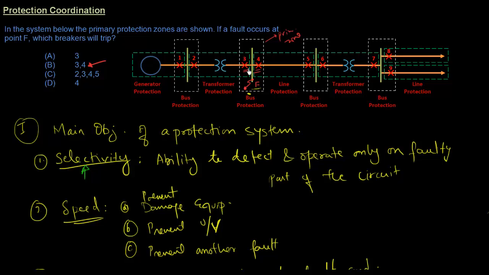It won't just be the upstream breaker, because if your upstream breaker opens, yes, the source, the generator, is not feeding into the fault. But what if there's a motor feeding into the fault? So you want both your upstream and downstream breakers opening up.